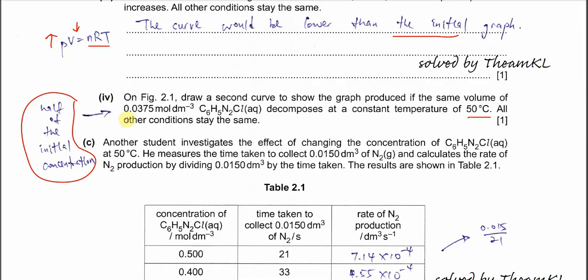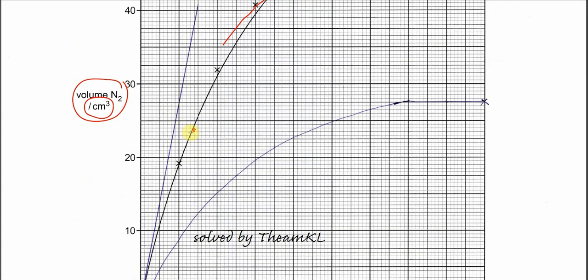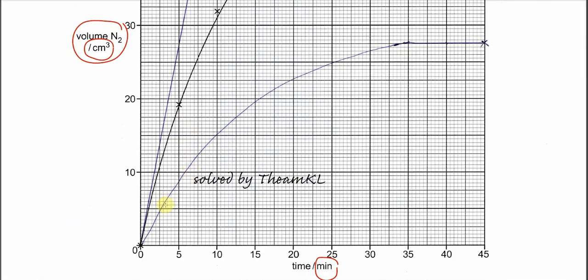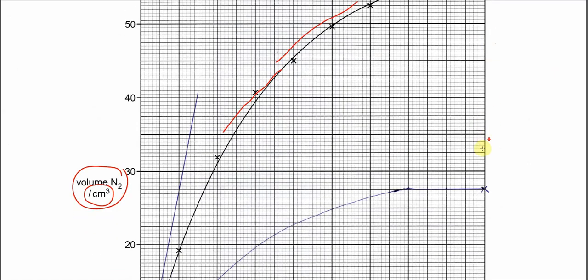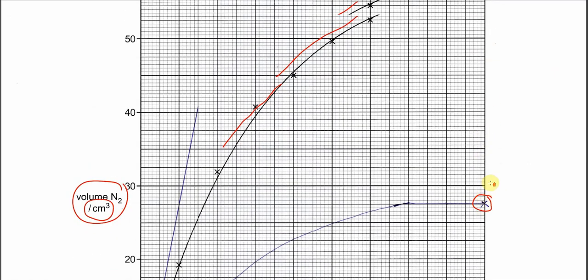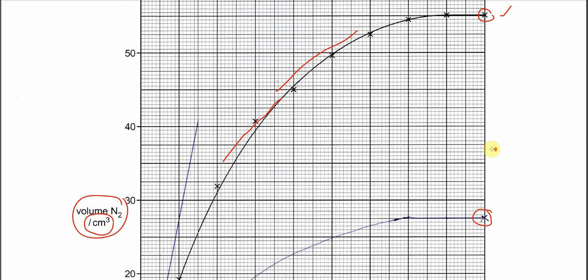Because the concentration now is lower, the rate is going to be lower because the number of particles is less for the same volume of the solution. So we know that it should be something like this. We just draw one. Make sure it's below this initial curve, and make sure this one is less steep than the initial graph. Another point is you must make sure the final volume on the second curve is half of this volume, because the concentration used is half. When all decompose, the volume that is produced should be halved.